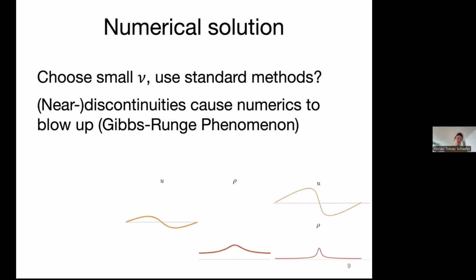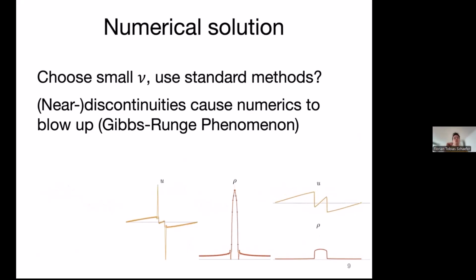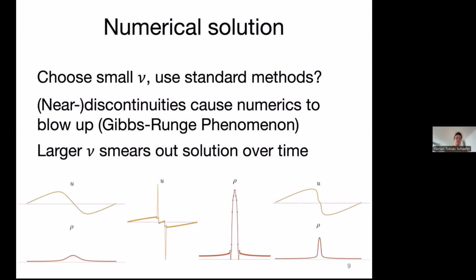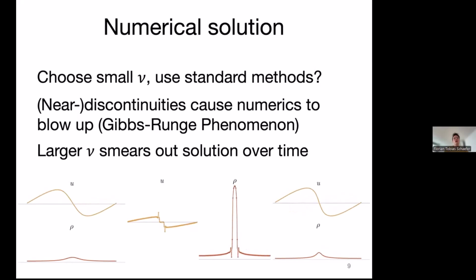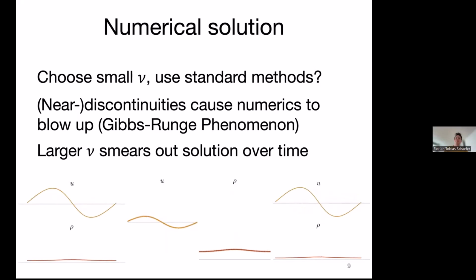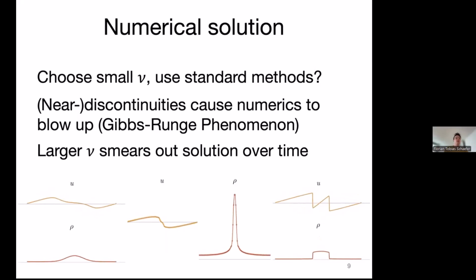But the problem with this is that if we choose a very small viscosity, we get these grid-sized discontinuities. And the moment we start using higher order methods that typically rely on fitting some kind of higher order polynomial to our solutions, we get hit with Gibbs-Runge phenomena that produce oscillatory solutions that are going to blow up. And of course, simply increasing the viscosity is not the answer either, because then we end up simulating very well something that is very different from the object that we're actually interested in simulating.